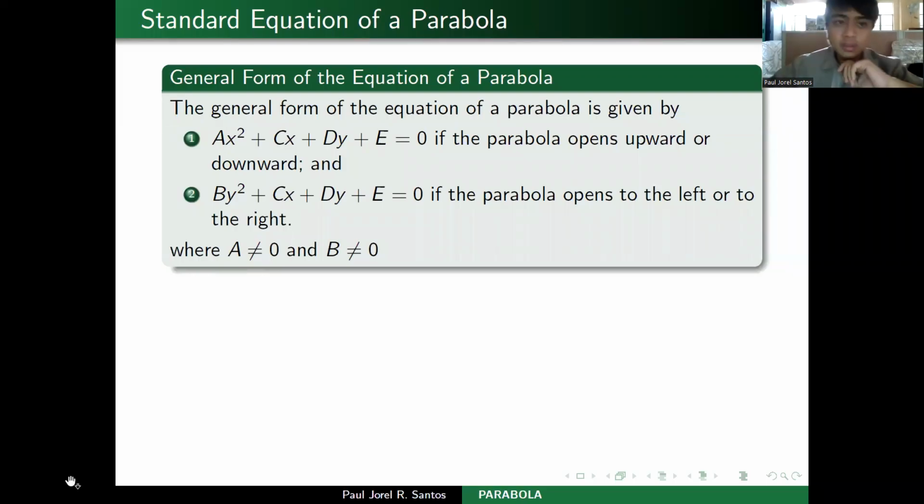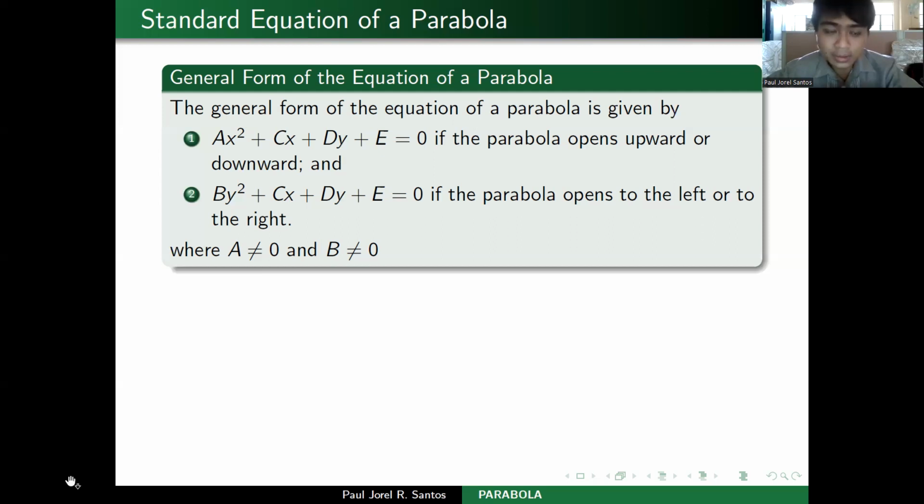So, hi, good day. This is the continuation of the discussion of parabola. Now we have here the general form of the equation of a parabola. The general form of the equation of a parabola is given by ax squared plus cx plus dy plus e equals 0 if the parabola opens upward or downward. And we have dy squared plus cx plus dy plus e equals 0 if the parabola opens to the left or to the right.